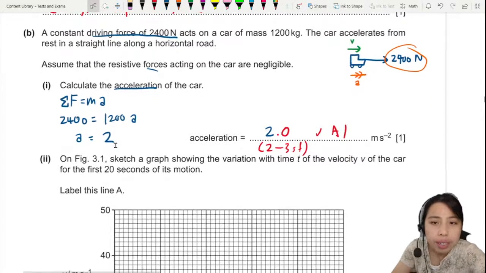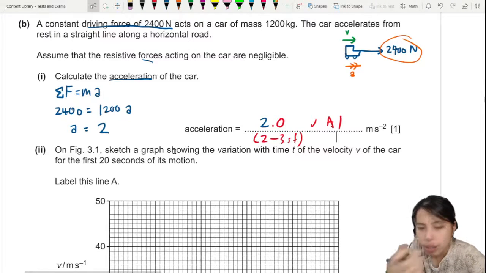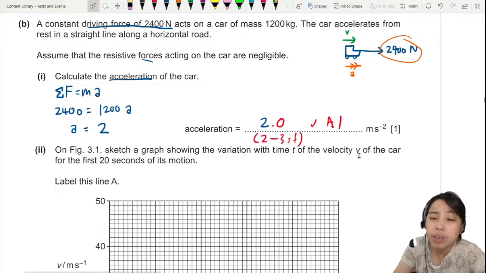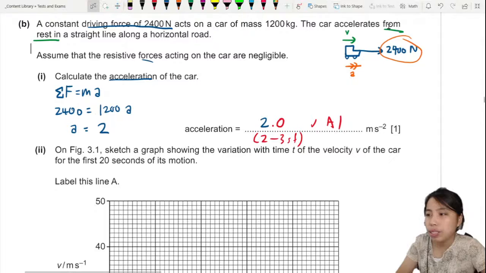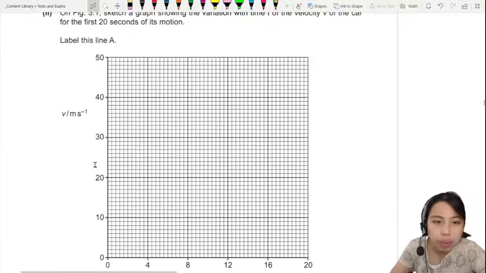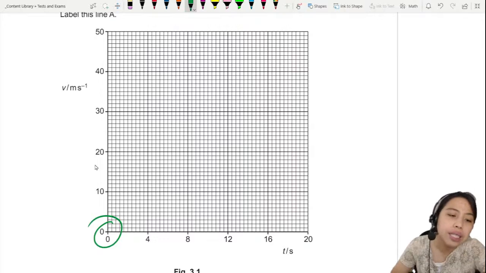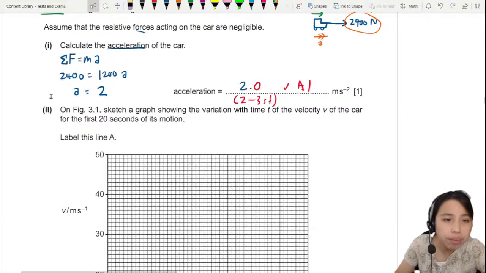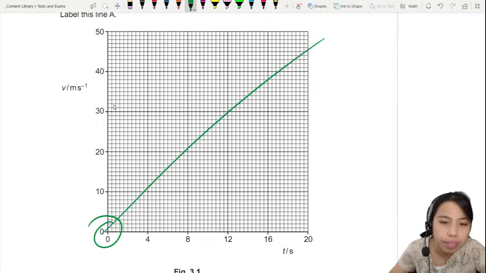Okay. Here's where it gets a bit challenging. So on the graph, sketch a graph showing the variation of the velocity of the car for the first 20 seconds of its motion. So we are starting from rest. Yeah, up here, the question says from rest. So whatever velocity I draw here, I need to start from the zero velocity, which is all the way at the bottom down here. Then, if acceleration is constant, 2.0, it should be a straight line. Something like that. Ooh, that's not really a straight line, but you know, straight line.